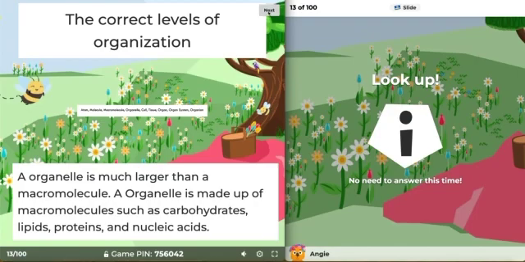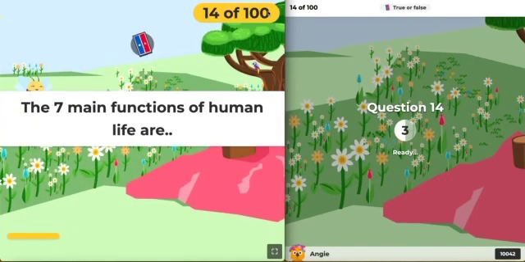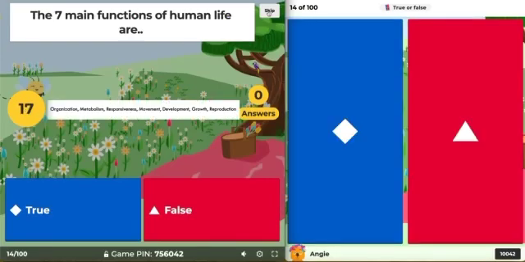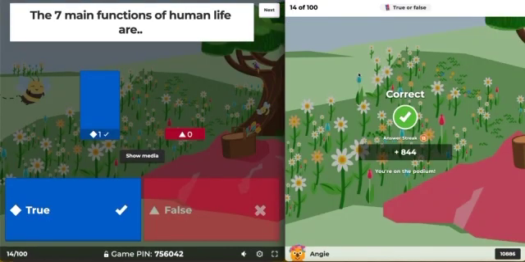Okay, so let's move on to the next question. True or false? The 7 main functions of human life are organization, metabolism, responsiveness, movement, development, growth, and reproduction. This is true. This is true because organization is where we're just talking about the atom-to-atom structure, atom, molecule, macromolecule, so on, all the way to organism.